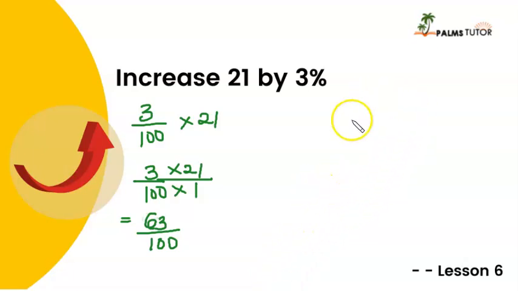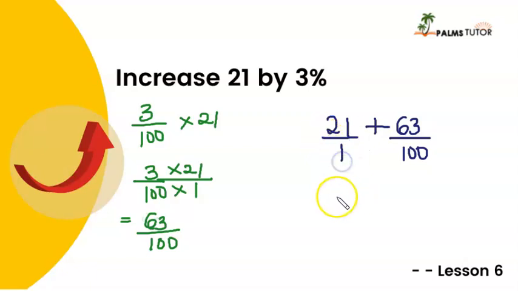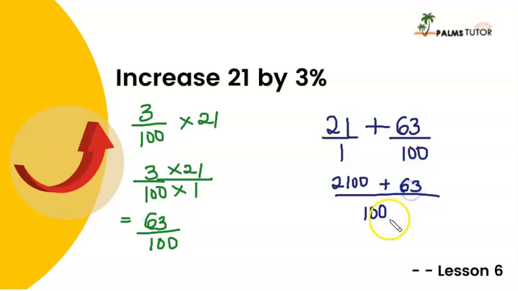So we have 21, and we're increasing 21 by this, right? We have 21 plus 63 over 100. So let's say this is 21 over 1. We have our LCM, which is going to be 100. So 100 times 21 is 2,100, plus 63 over 100.